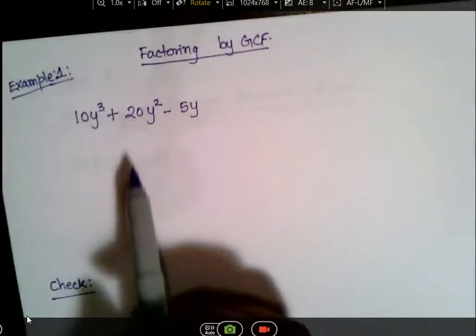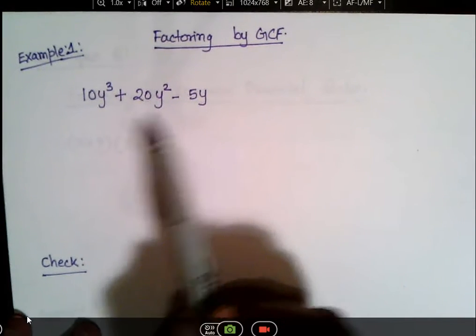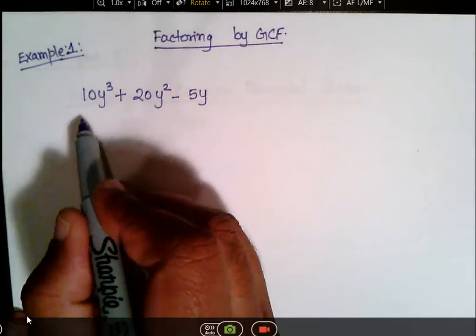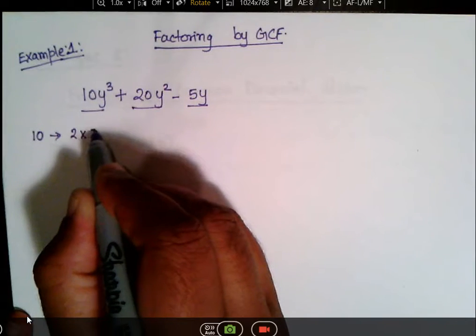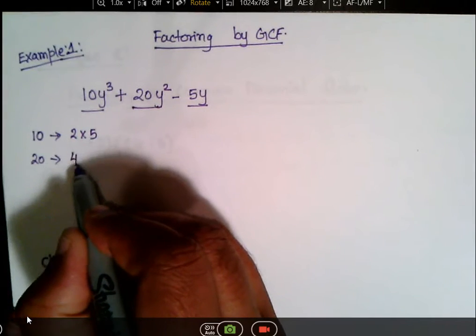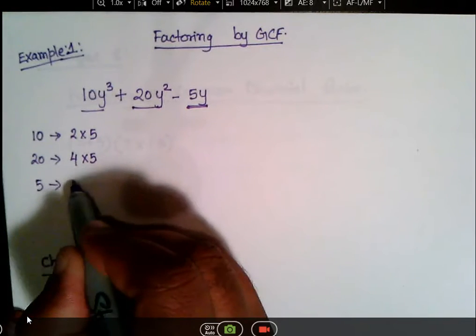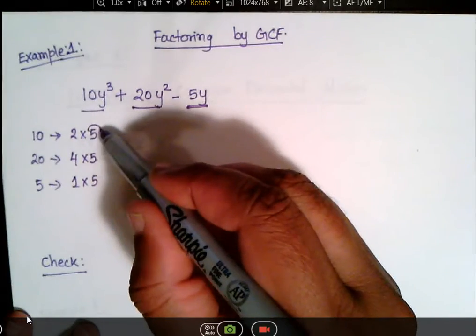All right, so I'm going to do a second example. Say I have 10y cubed plus 20y squared minus 5y. I want to remove a GCF out of these three terms. So when I look at these three terms, I have the number 10. The factors of 10 are 2 and 5. The factors of 20 are 4 and 5. The factors of 5 are 1 and 5, right? So now the greatest common factor is a 5.